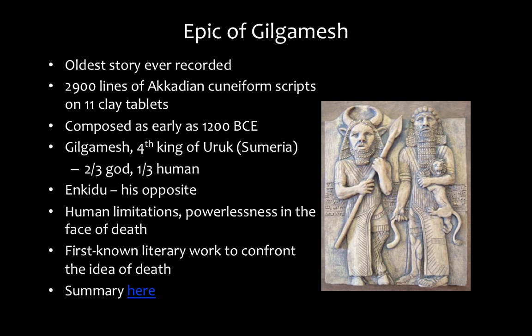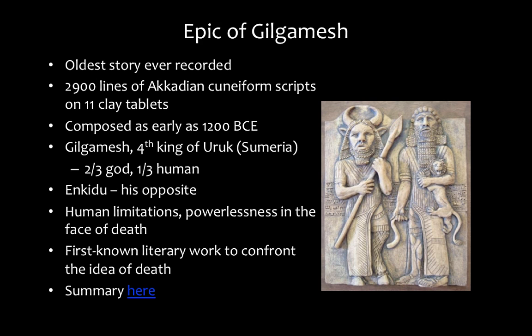Gilgamesh was said to be two-thirds part god, one-third part human, and he really starts off as being a really bad ruler. He's a real jerk in a lot of ways. He takes whatever women he wants to have, even if they're women who belong to other men or are married to other men. And he really is oppressive in his rule of this area.